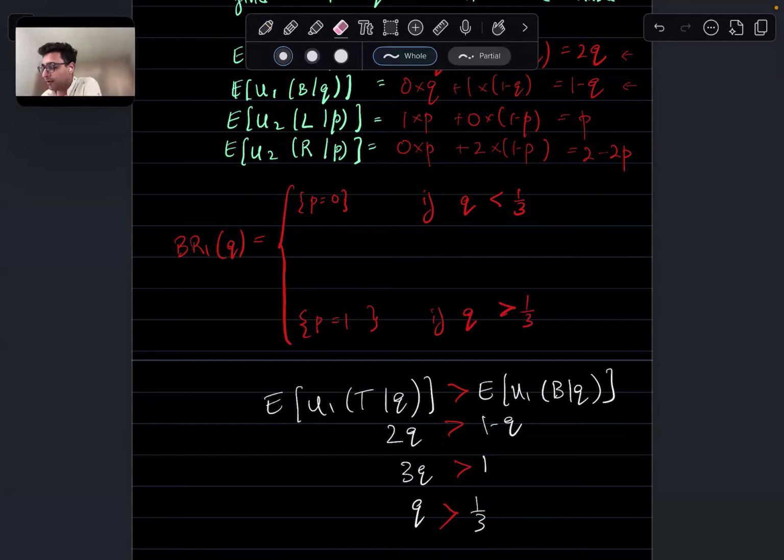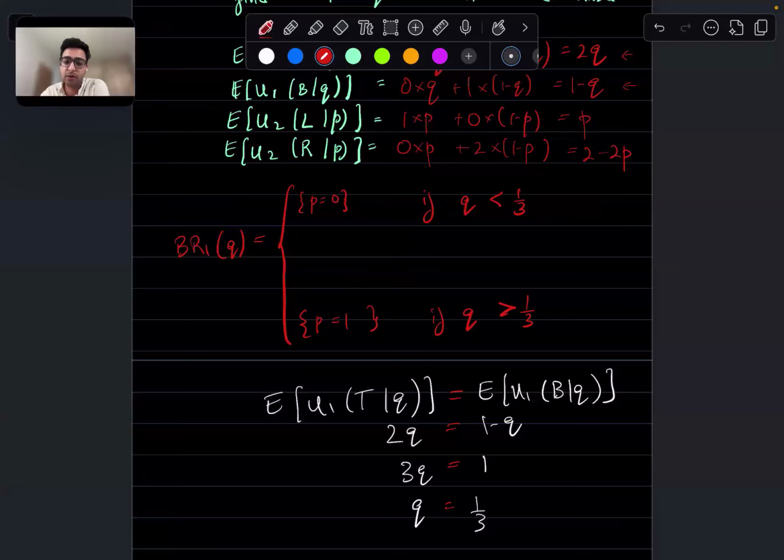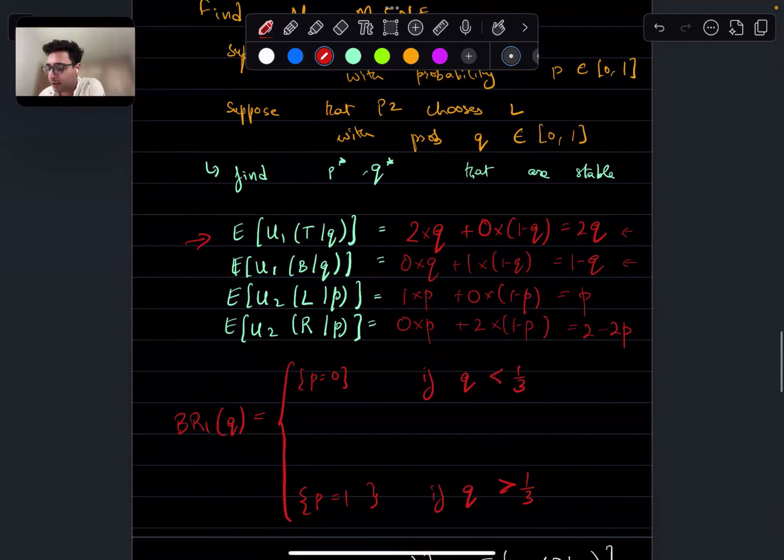What happens when Q is equal to 1/3? When Q is equal to 1/3, then that means that my expected utility as player 1 is exactly the same whether I choose top or bottom. It's also going to be exactly the same regardless of how I mix between choosing top and bottom. So when Q is equal to 1/3, my expected utility from choosing top is going to be 2/3. My expected utility from choosing bottom is also going to be 2/3.